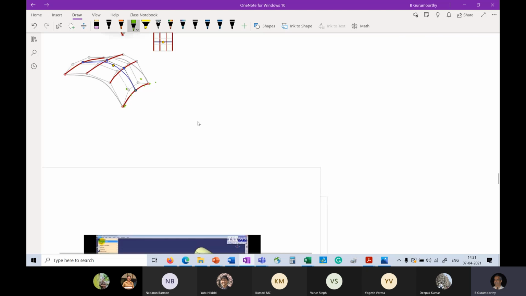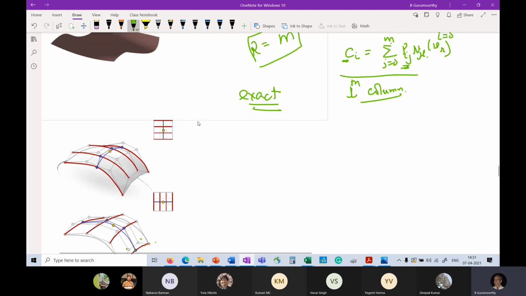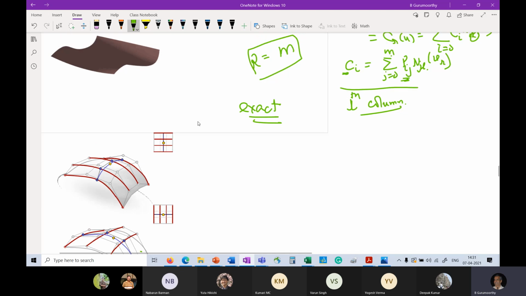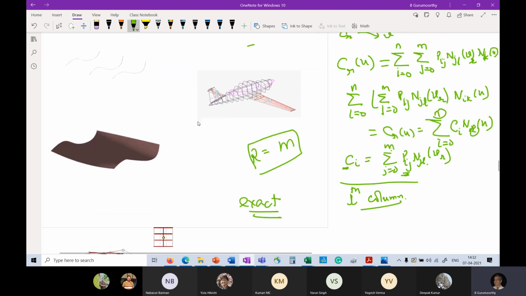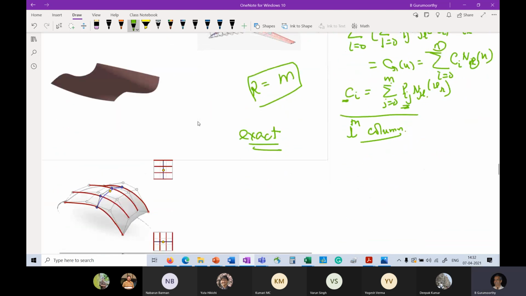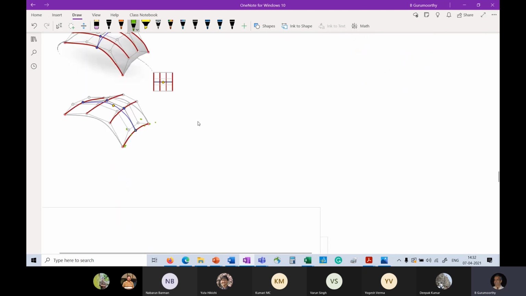Okay, so these are the broad ways that you construct surfaces in CAD systems, right? Typically sweep and lofting are the ones that are used the most. Where it is required, you can use the surface of revolution, where you get the exact solution.